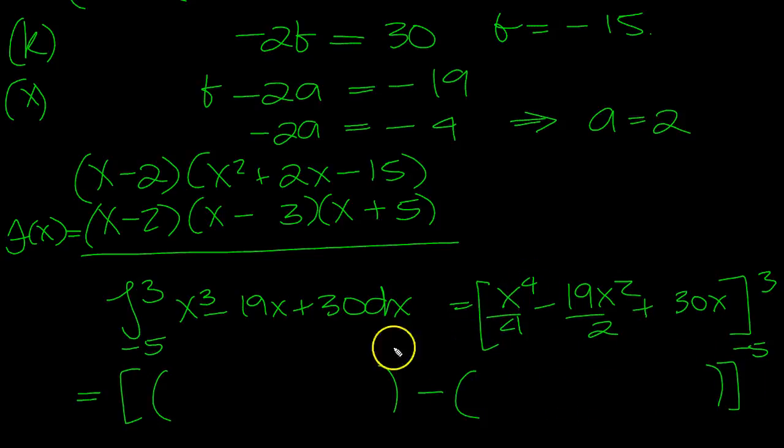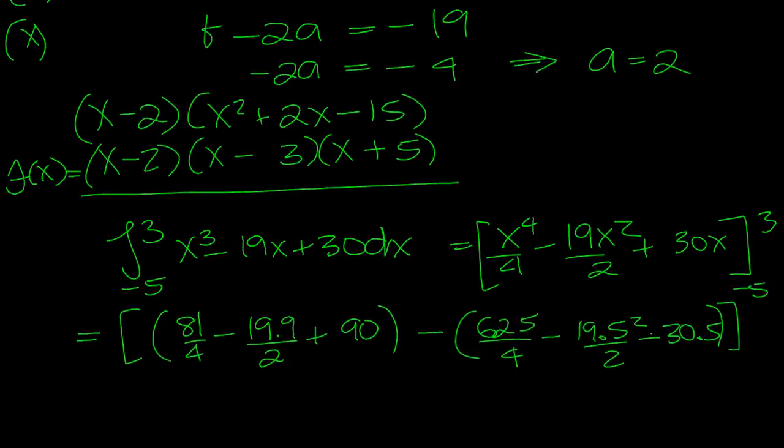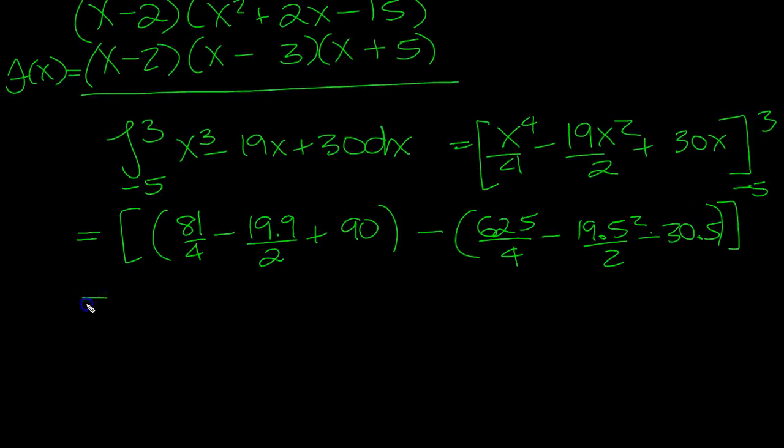put 3 in, 81 over 4 minus 19 times 9 over 2 plus 90. Then put minus 5 in, 625 over 4 minus 19 times 5 squared over 2 minus 30 times 5. Okay, we can type that in a calculator.